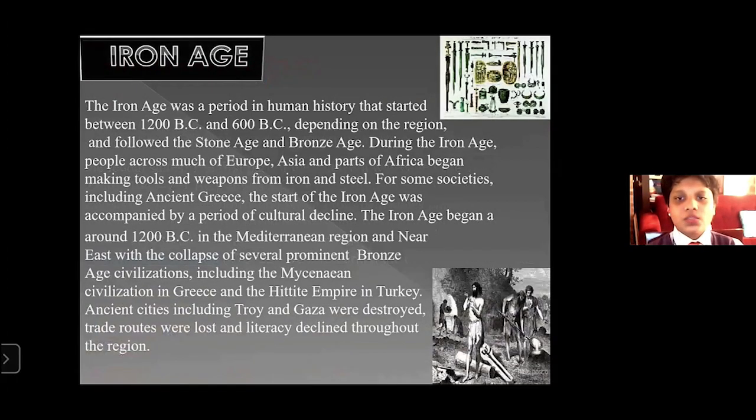The Iron Age was a period in human history that started between 1200 BC and 600 BC, depending on the region, and followed the Stone Age and Bronze Age. During the Iron Age, people across much of Europe, Asia, and parts of Africa began making tools and weapons from iron and steel, which began around 1200 BC in the Mediterranean region and Near East with the collapse of several prominent Bronze Age civilizations.